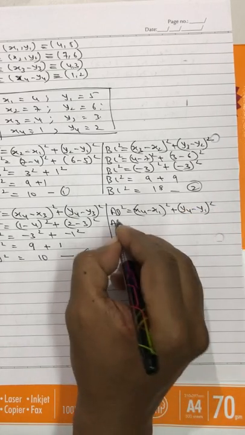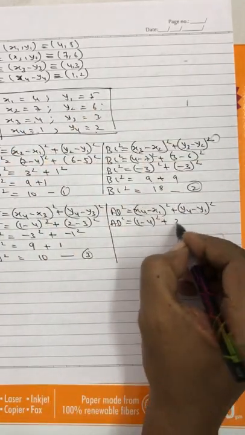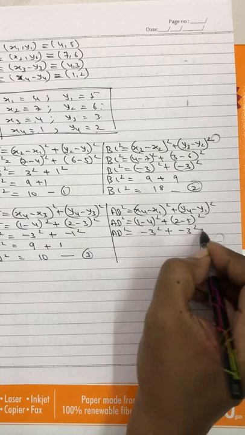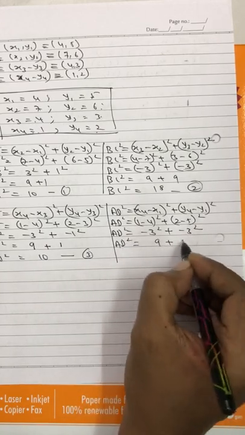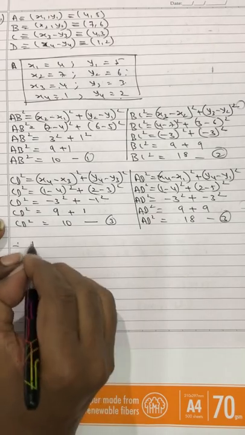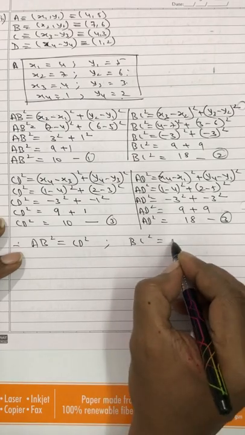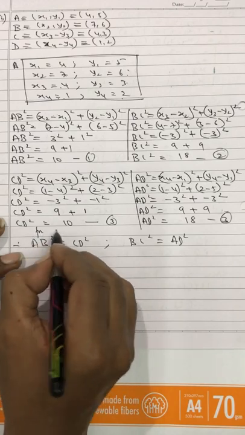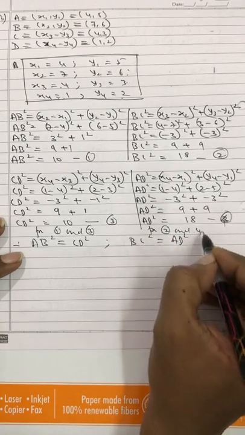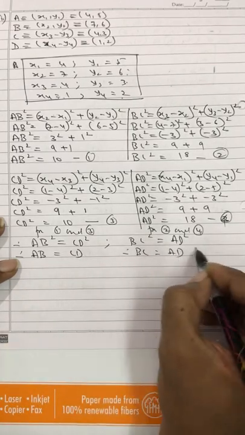I hope you all are getting all this same old stuff. 1 minus 4, 2 minus 5. Therefore, AB square is equal to CD square and BC square is equal to AD square, from 1 and 3, from 2 and 4.